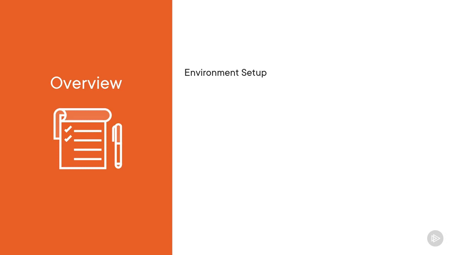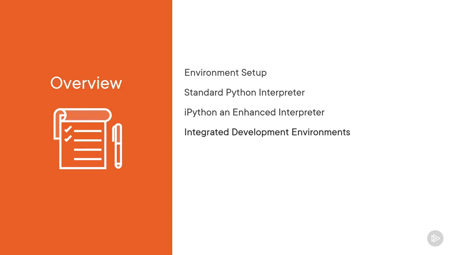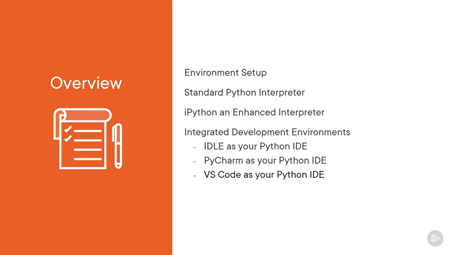We're going to look at setting up your environment to get ready for Python scripting and Python authoring. We're then going to take a look at the standard Python interpreter, and then we're going to look at something called IPython, an enhanced interpreter. And then we'll move on to talking about integrated development environments, also referred to as IDEs. Specifically, we're going to look at IDLE. We're then going to look at PyCharm. And then we'll finish off by taking a look at VS Code. And we're going to look at using all three of these as your IDE for Python.